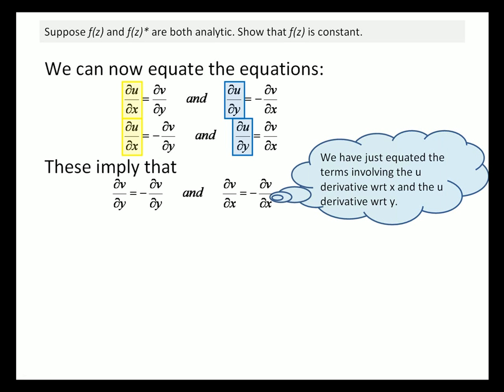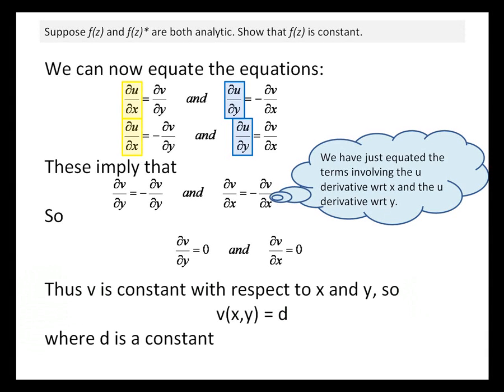So equating those two terms, we get dv by dy is equal to minus dv by dy, and similarly dv by dx is equal to minus dv by dx. Now, the only way that a number can be equal to its negative is if both are equal to 0. So we now know that the derivative of v with respect to y and v with respect to x is 0, and that means that v is constant with respect to x and y, so it's a constant overall.